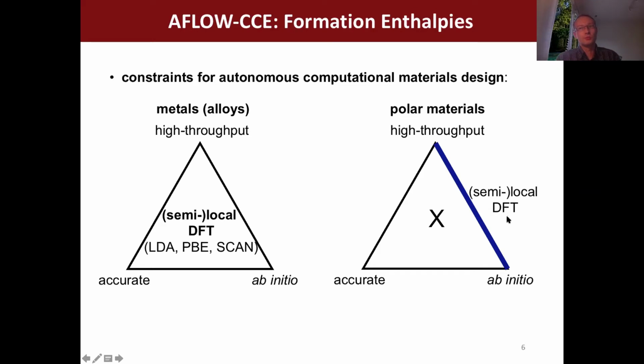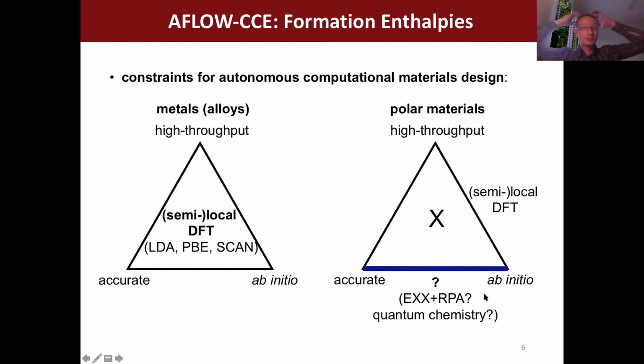And of course, we don't want to compromise on accuracy. But if you go to that edge of the triangle, where we want to have a theory that gets it right, so we want to be ab initio and accurate, but we don't care about the computational cost, we are able to lift this high throughput compatibility. Even there, we do not really know what such a theory would look like.